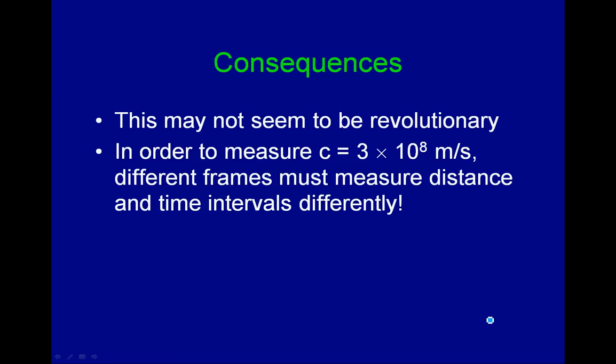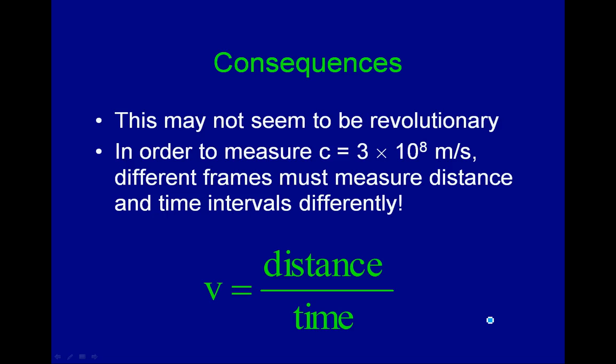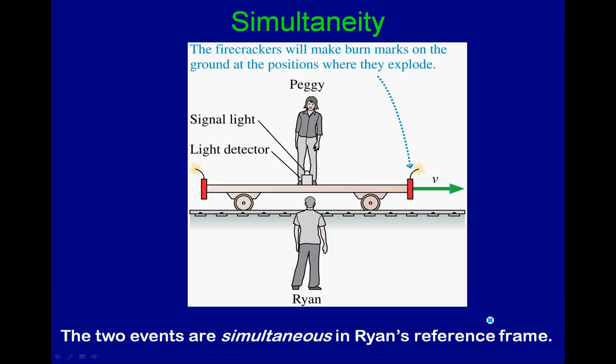This may not seem revolutionary to you, but basically in order for everybody to measure light with the same speed, we have to measure distance and time intervals differently. And so this idea of there being an effective time for everybody is not true. Let's look at some examples that Knight talks about.